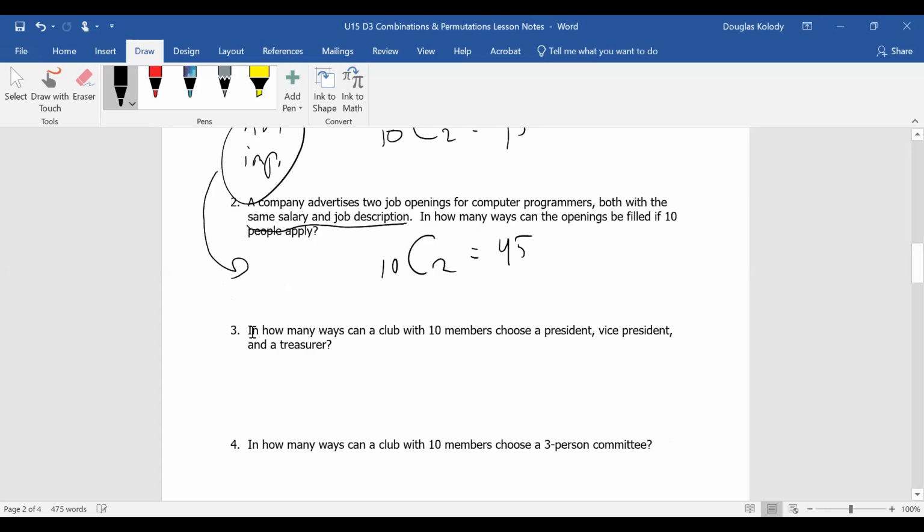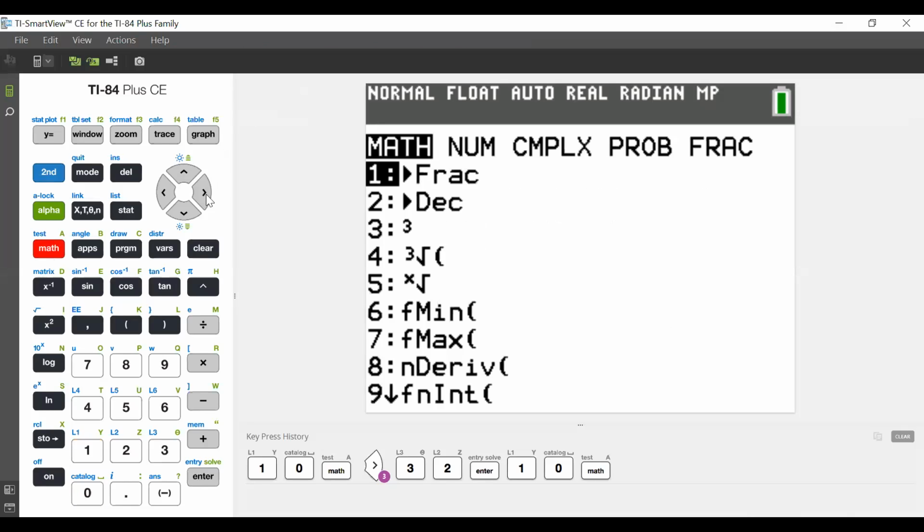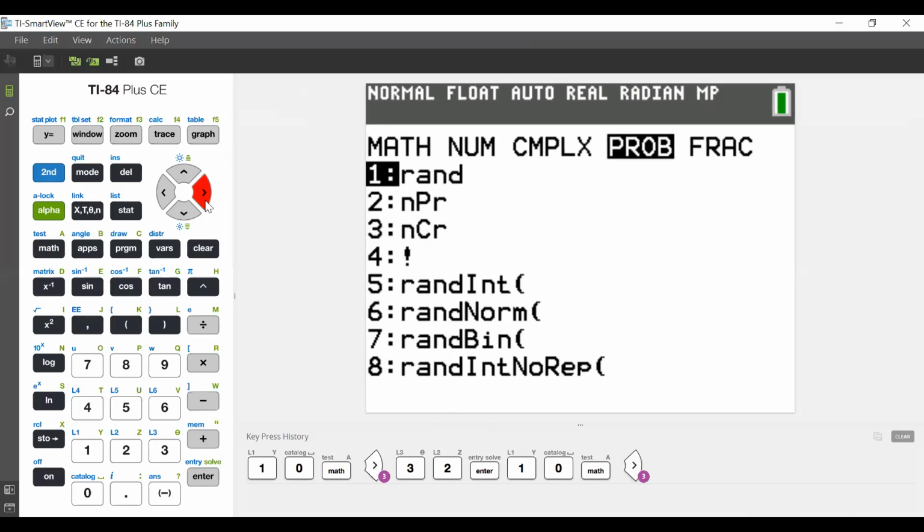Okay. How many ways can a club with 10 members choose a president, a vice president, and a treasurer? So you've got 10 members, you're choosing 3. Will that be 10P3 or 10C3? Interesting question right there. Well, because they are 3 distinct positions, that's going to be 10P3. I will do one more with the calculator, and I will do 10. I'll hit math. I'll go over to prob, and I'm going to go to option 2 this time. 10P3.